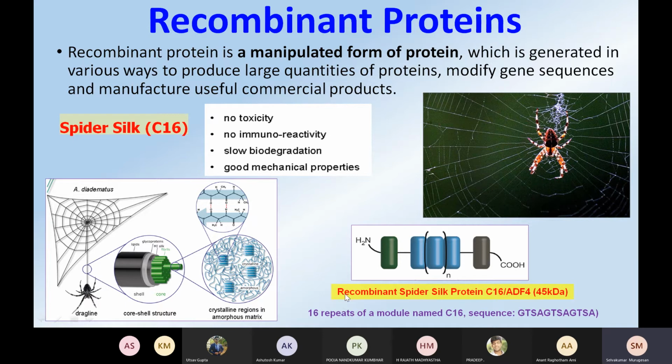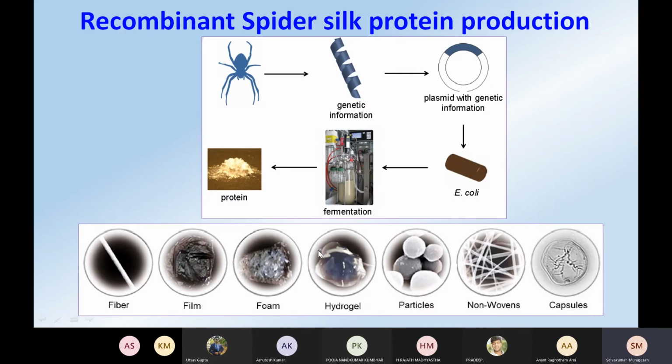So this was the case: a recombinant spider silk protein has a molecular weight of 45 kilodalton, and we call this one C16. That means it has 16 repeating units of amino acids like glycine, etc. This is the scheme where people typically produce recombinant silk protein, or any kind of protein, using biofermentation techniques.